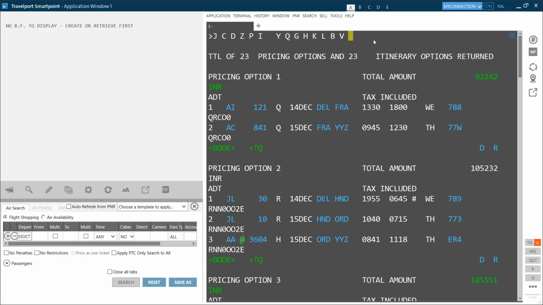First of all, we have to understand it's Q class, Quebec. See, Air India 121, Q class. This is an economy class fare. 14th of December, the flight is going Delhi to Frankfurt. When you take the cursor on FRA, it will show the city, Frankfurt. So Delhi to Frankfurt, 1:30 departure and 6 p.m. arrival. The next flight from Frankfurt is AC841, Q class, 15th of December, Frankfurt to YYZ, Toronto.